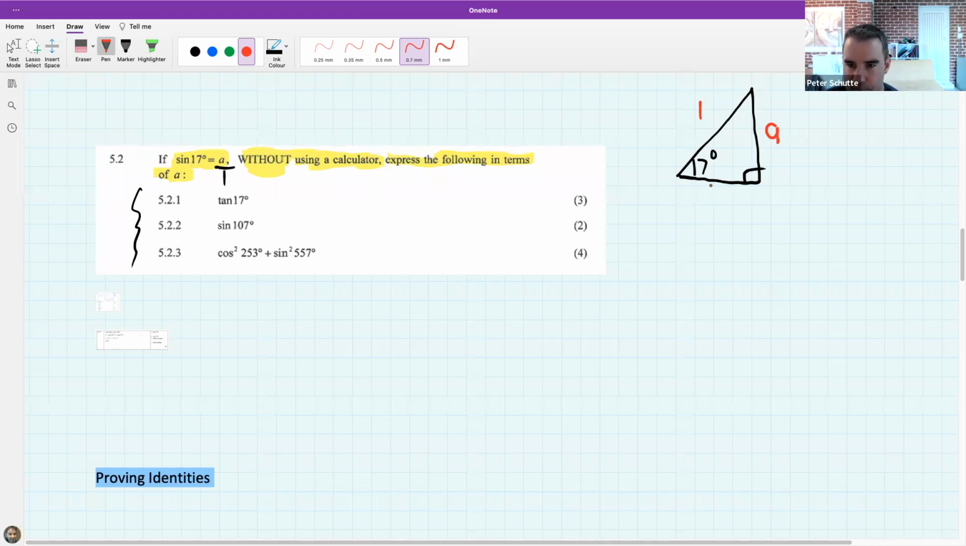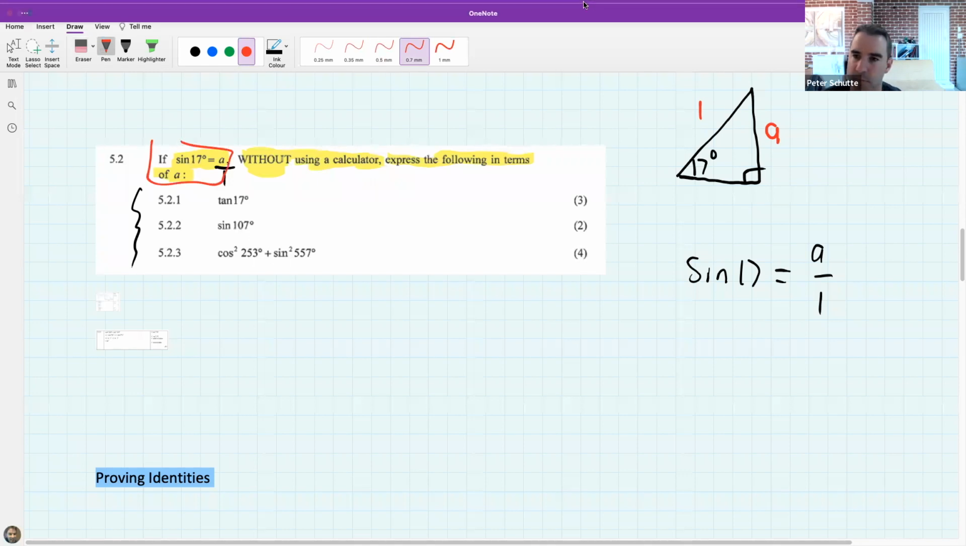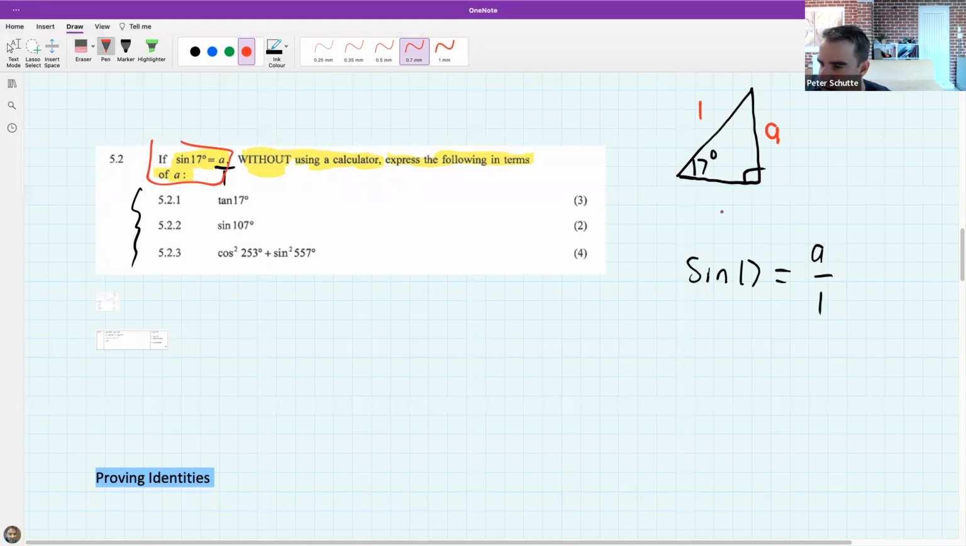Give me a thumbs up if you understand why this drawing says the sine of 17 is A over 1, or it's O over H. Give me a thumbs up if you understand why it is over 1. It's so that we make it a ratio, because anything over 1 doesn't change the value. A over 1 is still A.